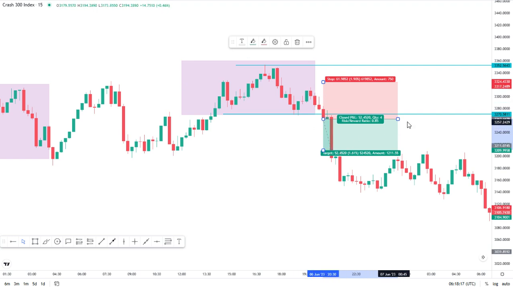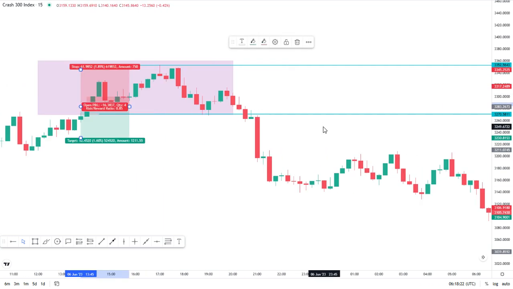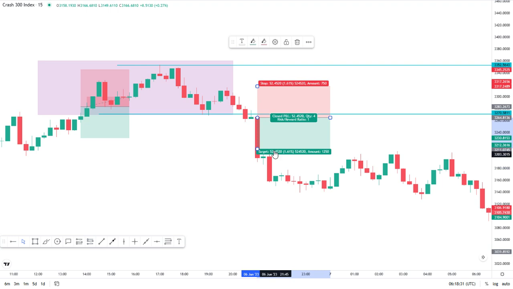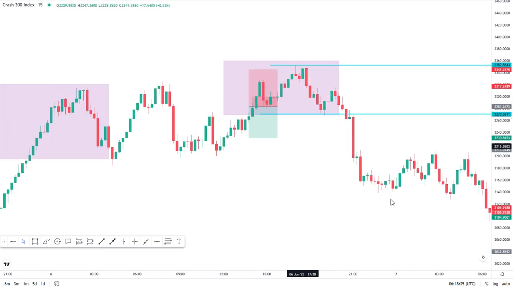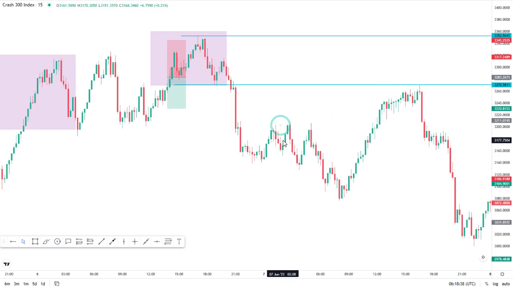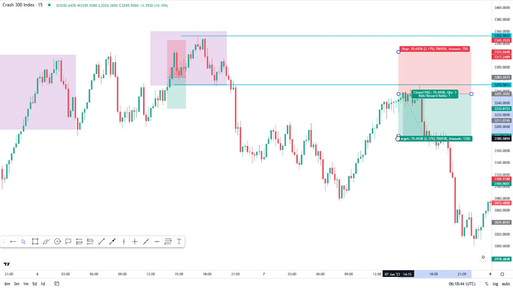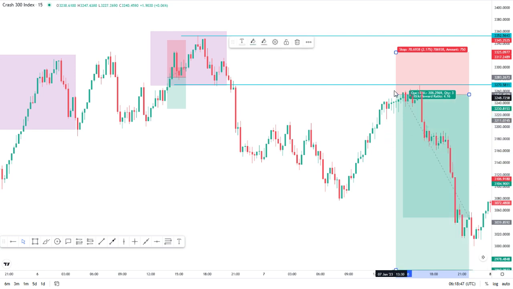Now if you did not make entry at the breakout of that line, you can see that the next candle also retested. You can still make entry with the retest, right? Then let's say you did not make entry in these two places, you still have options to make entry at this retest again. The price still retested after a long period of time, testing the zone. You can still make entry at this point.